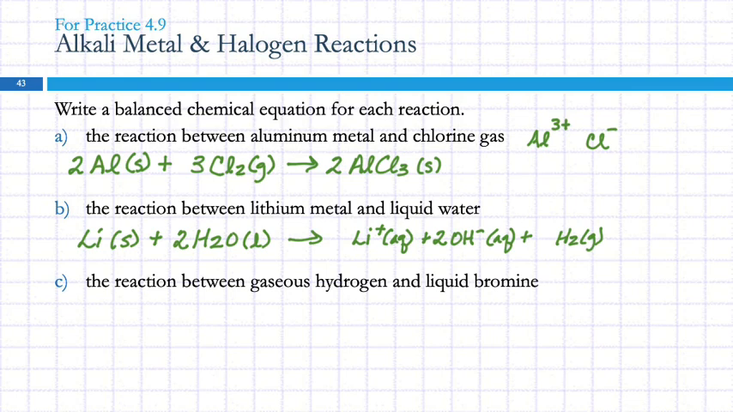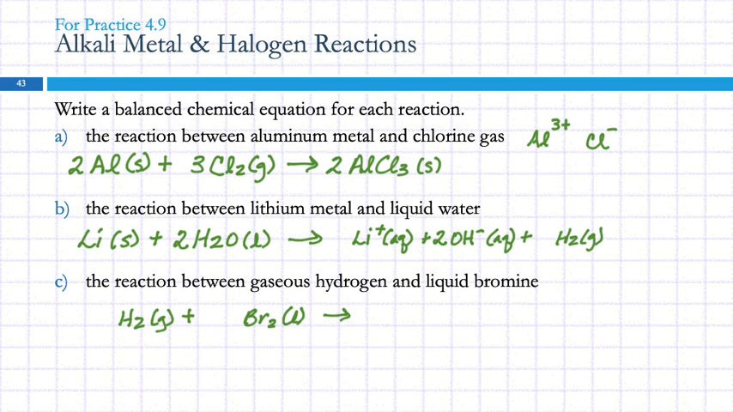The reaction between gaseous hydrogen and liquid bromine. What's the formula for gaseous hydrogen? H2. It's a diatomic element. What's the formula for liquid bromine? Br2. Horses need oats for clear brown eyes. It's also diatomic. And then we have to figure out, what does this make?